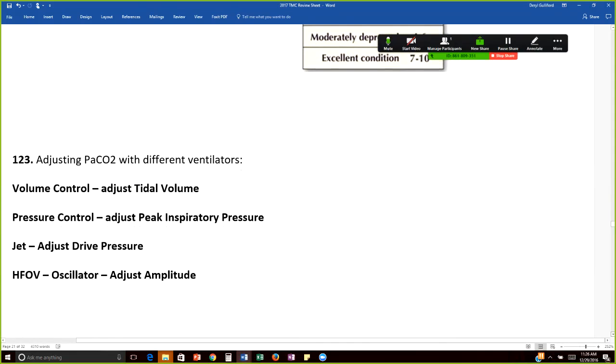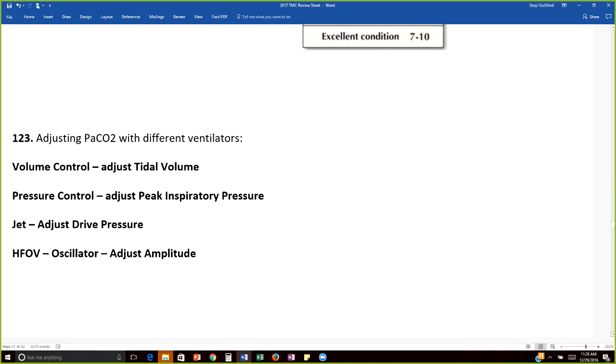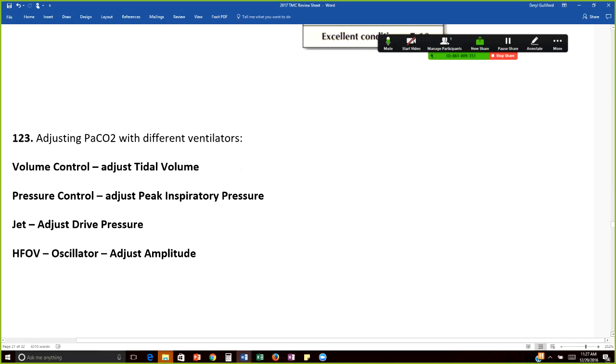Adjusting CO2 with different ventilators. This is very helpful. For volume control ventilators, like we use most of the time, we adjust tidal volume to control CO2. For pressure control ventilators, we adjust peak inspiratory pressure. For jet ventilators, we adjust the drive pressure. And for the oscillator, we adjust amplitude.